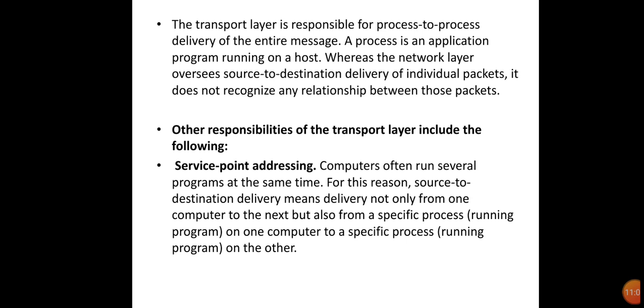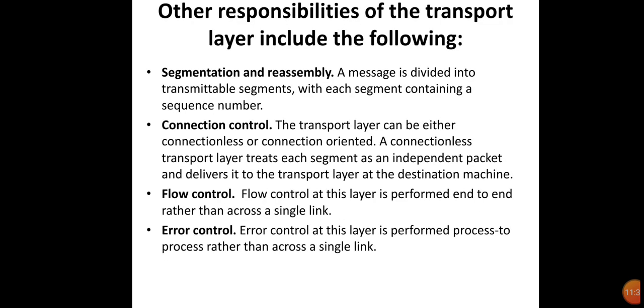First one is service point addressing. A computer often runs several programs at the same time. For this reason, source to destination delivery means delivery not only from one computer to the next, but also from a specific process, that is a running program on one computer, to a specific process, that is a running program on another. Other responsibilities of the transport layer include the following.